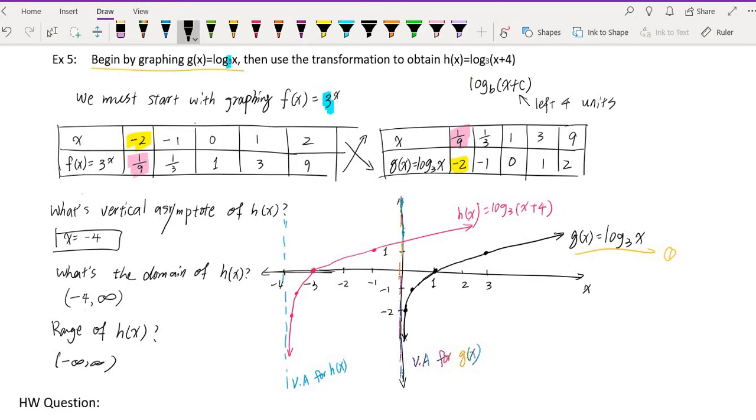Example 5 is very important. Without showing work you can't get the points on your test, so please make sure you understand how to graph this. You graph your exponential function first, then you switch the ordered pairs. Once you have the ordered pairs switched, that will be your log base 3 of x. Once you graph that, you're going to use a transformation. You're moving left 4 units. That is where the red line comes from.